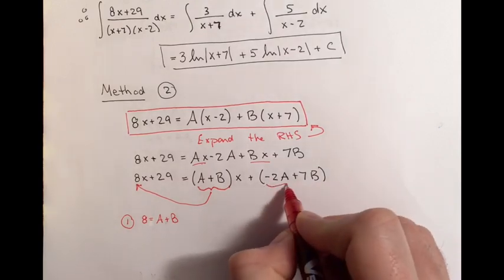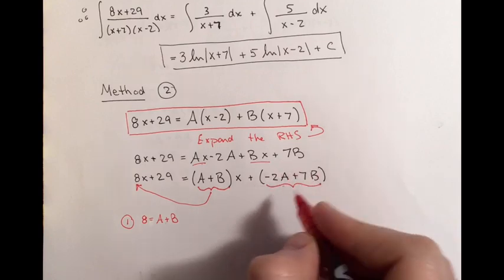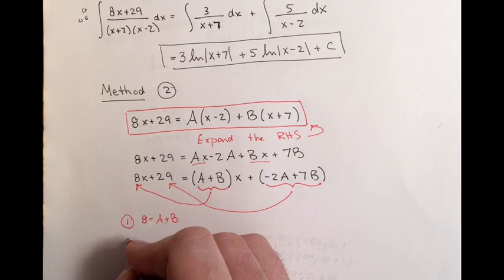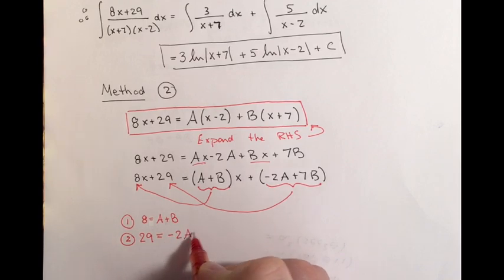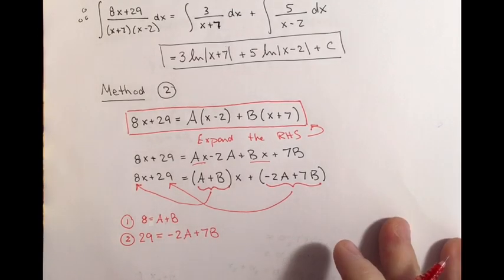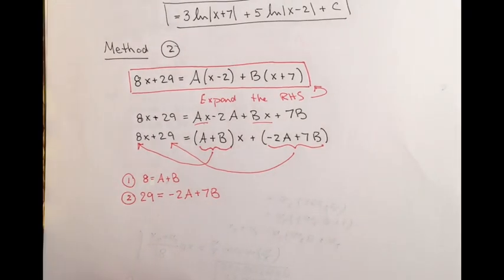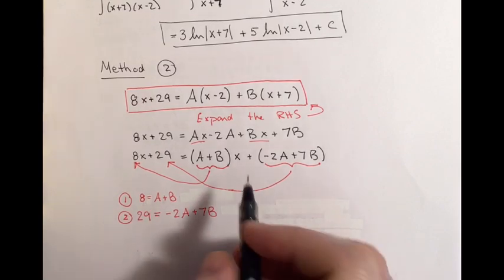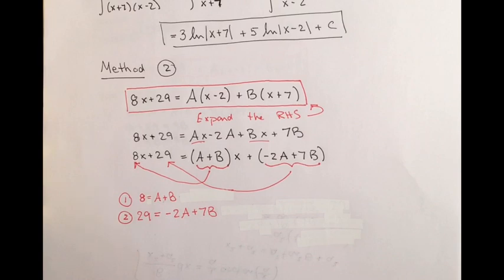We can do the same thing over here with the constant term. This is our y-intercept, okay? It's our constant term. It must be equal to the constant term on the left, so it must be equal to 29. So we have 29 is equal to minus 2a plus 7b, and now we're going to work on solving for a and b from here. So now what we have is two equations and two unknowns. We can solve for a, we can solve for b.